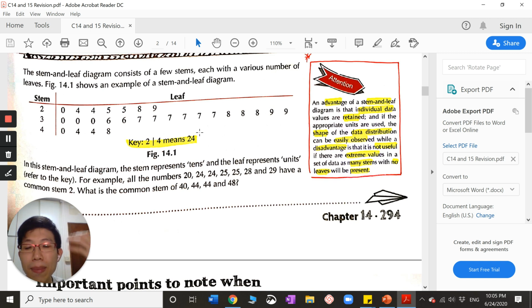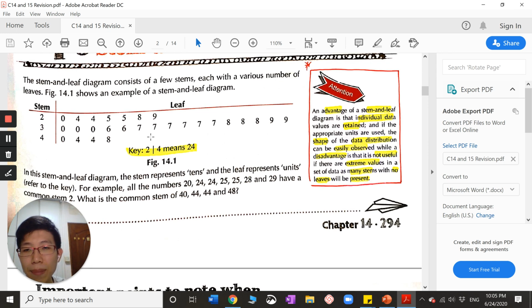If the situation in the question has some form of units, you need to put down the units. For example, if you're talking about the weight or the mass of students in a class of 30, you have to put a key and choose any one of the values given to you in the table, and write down what that single data point means as an example.